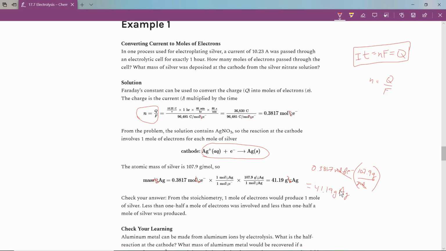And you see that if we ran the current for a greater length of time, more silver would come out, right? Because Q is I times T. So if we did it for 2 hours, guess what? We'd have twice as many grams of silver being produced. And if the current was larger, we would proportionally get more silver produced.